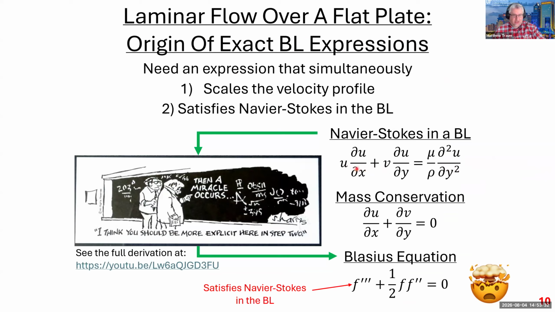So here it is, not the solution, but the equation itself. And then here's the equation for mass conservation. So we're going to take those two pieces of information, run them through a pretty intense derivation, and we're going to get the Blasius equation.